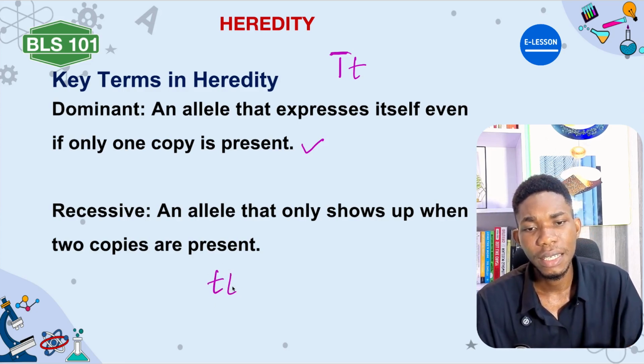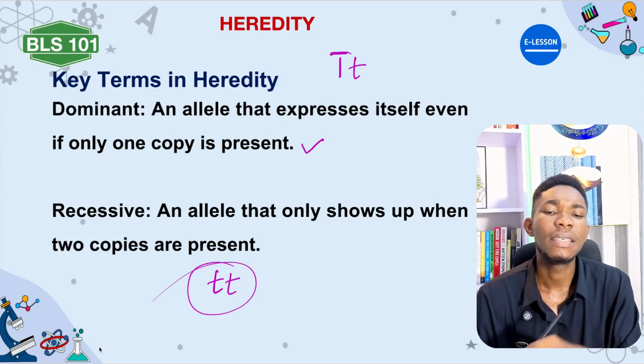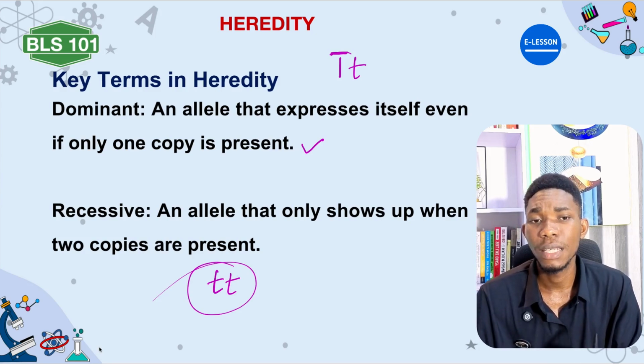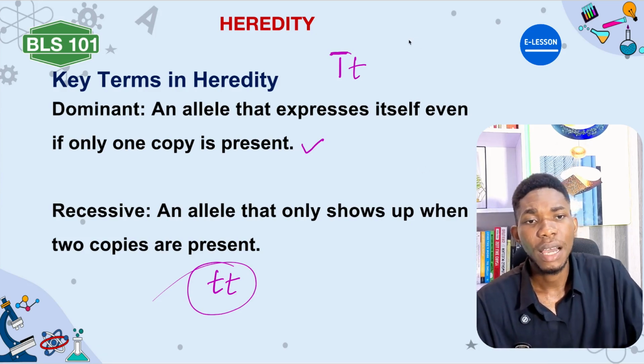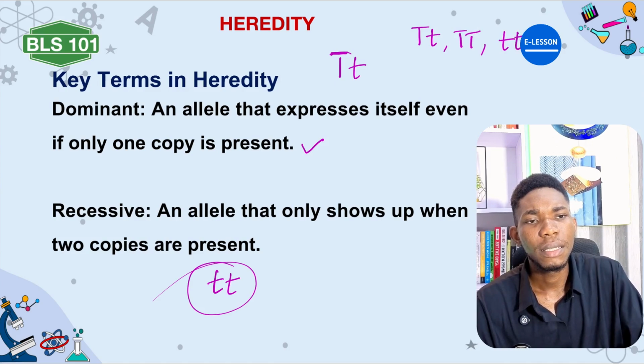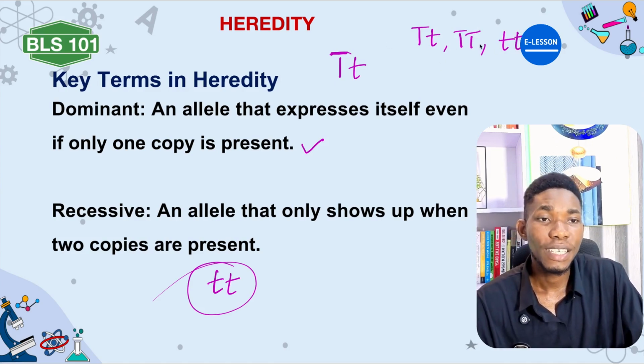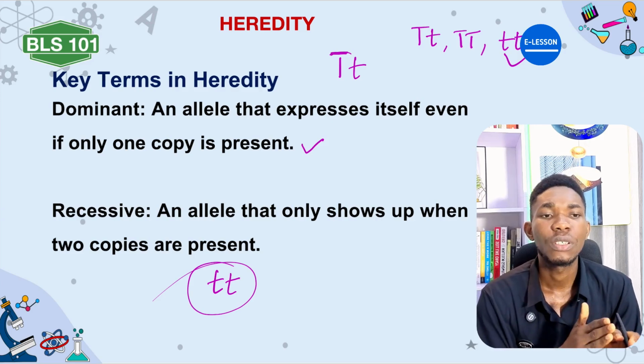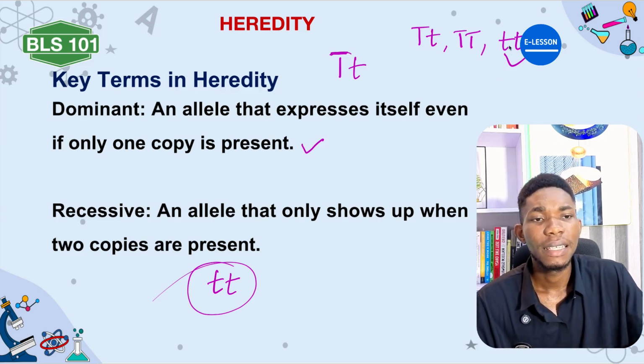Why recessive? An allele that only shows up when two copies are present is recessive. For instance, with small t, there must be two copies present. That is the only time you say the person is short. For instance, I might have something like Tt, TT, tt. Now, among these three things you see here, only this person is short, when you have two short alleles. So this allele is recessive.